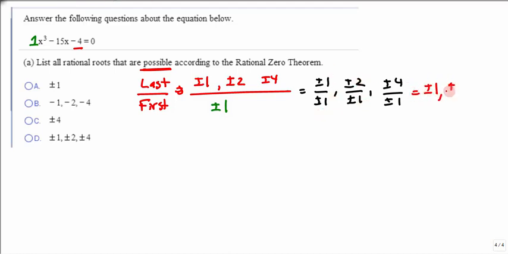2 divided by 1 is 2, 4 divided by 1 is 4. And so you can see that D is my correct solution here. So that's our first option. Now, that's just part A.